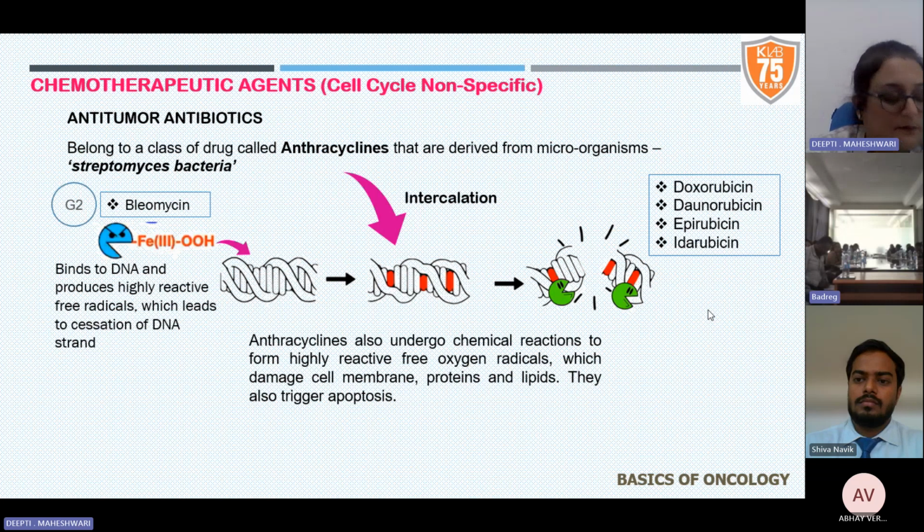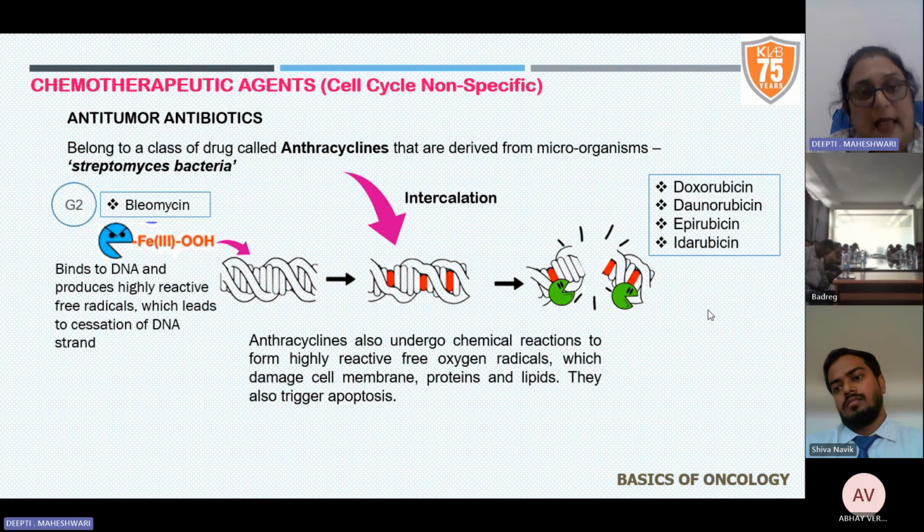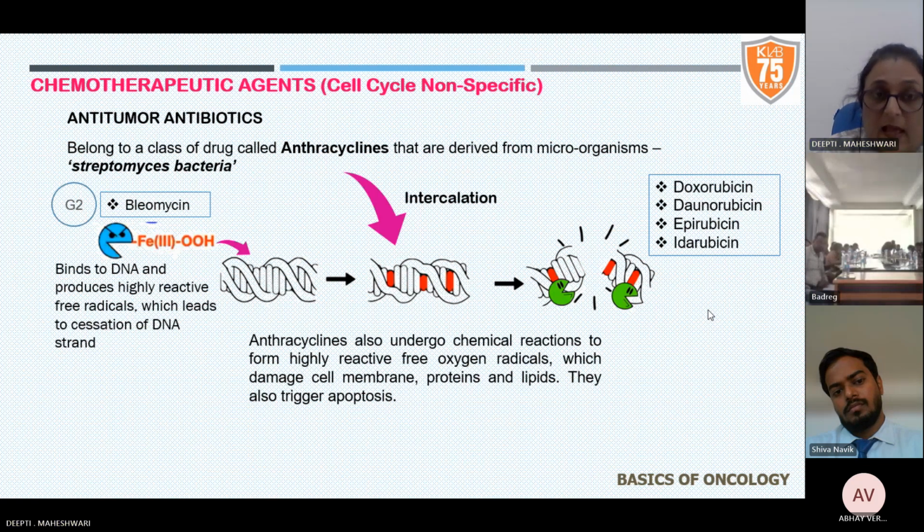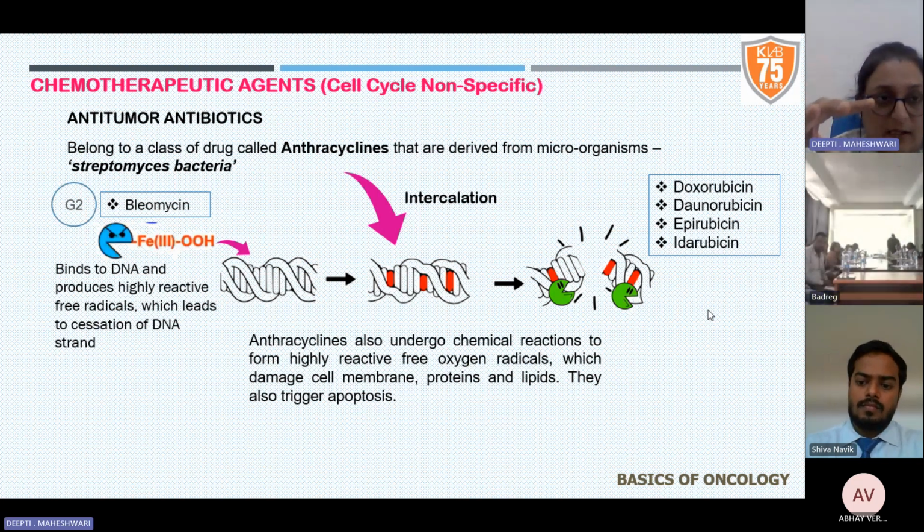Now, what is the mode of action, or how do the anti-tumor antibiotics basically act? They act in the G2 phase, where the cell is preparing itself for cell mitosis to take place. Now, when bleomycin is given, what happens? Bleomycin binds to the DNA and produces highly reactive free radicals, which leads to cessation of the DNA strand. So, what do you mean by this? Bleomycin will go and attach itself to the DNA strand and will release highly reactive free radicals.